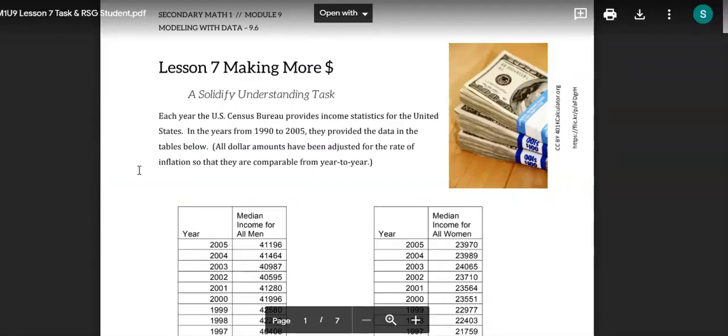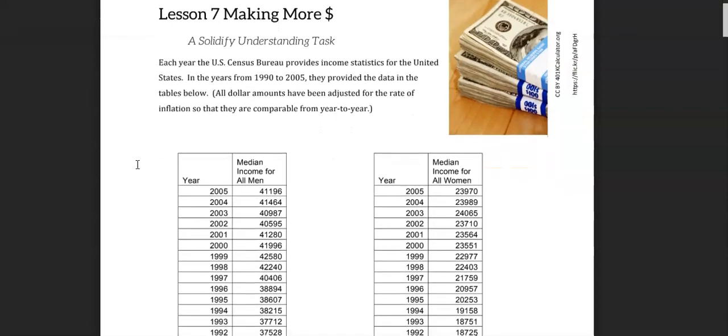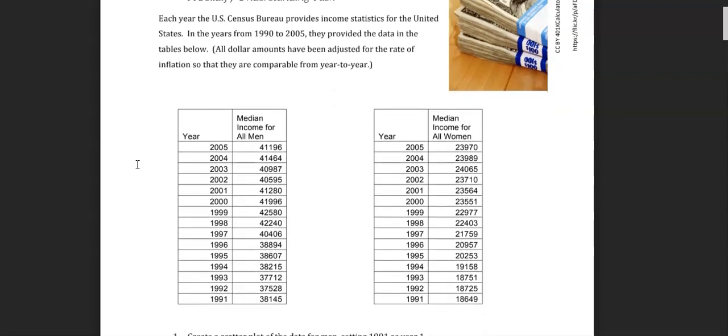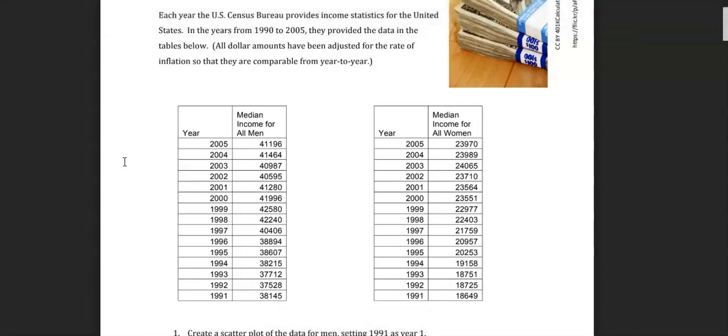Each year, the U.S. Census Bureau provides income statistics for the United States. In the years from 1990 to 2005, they provided the data in the tables below. All dollar amounts have been adjusted for the rate of inflation so that they are comparable from year to year.